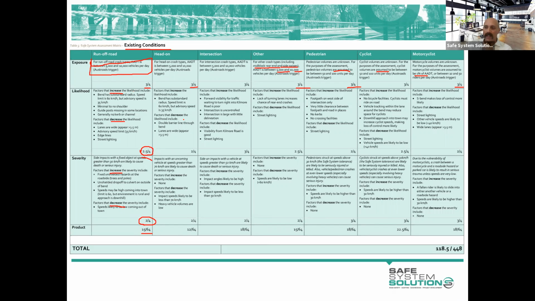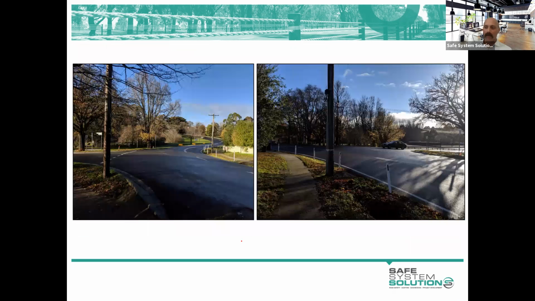And you can see that this increase and decrease comes in all of them, and it's all based on this crash type and likelihood and severity. We go through, we add them all up, and that is your existing conditions score, 118.5. And so for this one, for example, this was the road, and that's what happened.